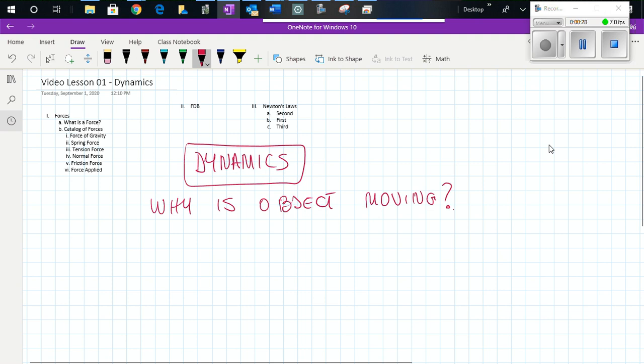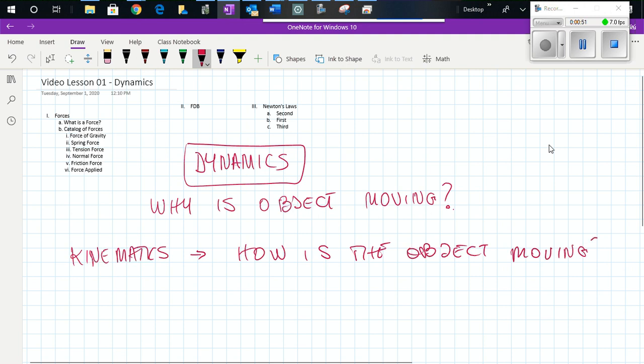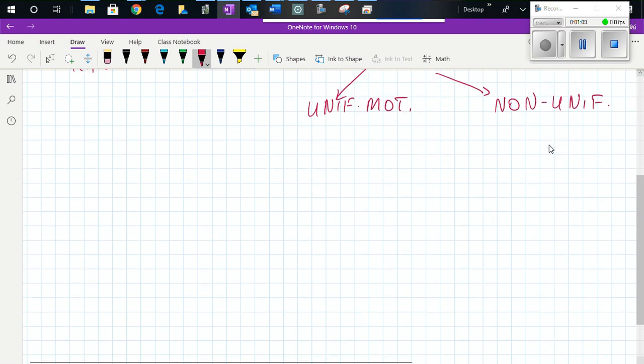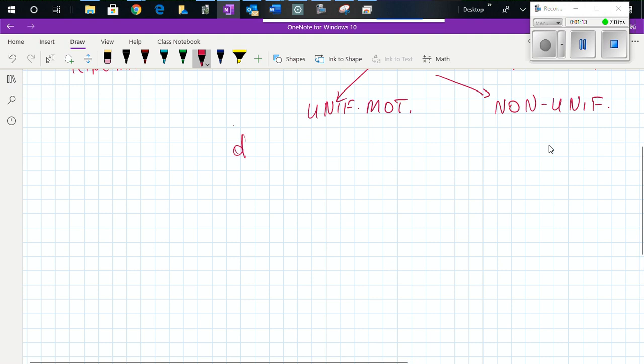Remember what we said in kinematics? In kinematics, the biggest question was how is the object moving? And when we talked about this, we said that the object is moving in a uniform motion or non-uniform motion. And in order to fully describe the motion, we were defining what is the distance, what is the displacement, what is the velocity, what is speed, what is acceleration, and what is time. So those were the quantities that we were discussing in kinematics.